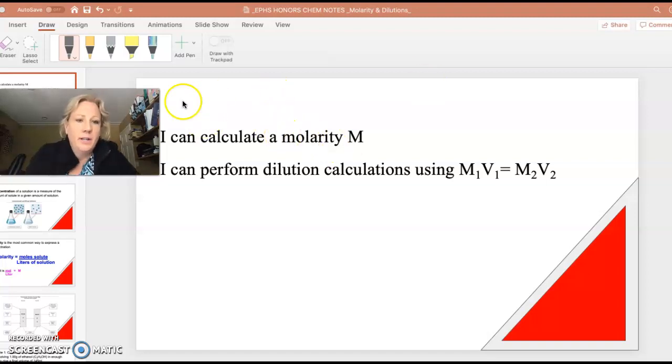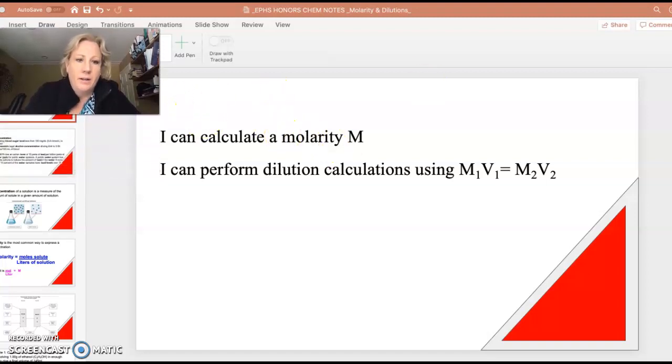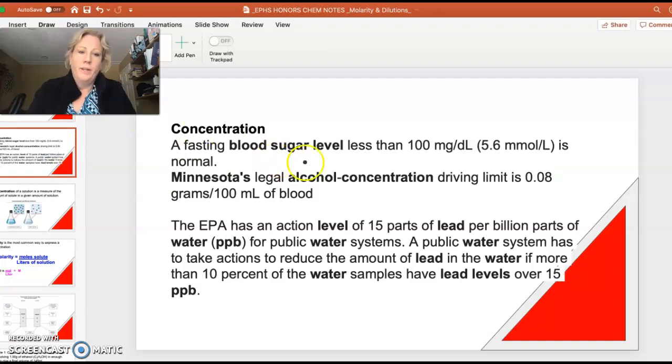Hi, this recording is about calculating molarity and doing dilution calculations with molarity. So we use concentration a lot in the real world, in science. Obviously, these are applications of science.